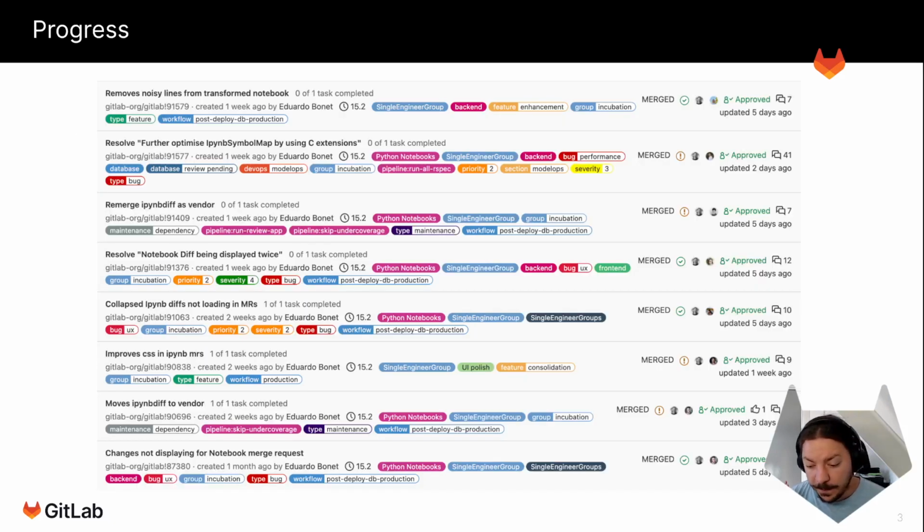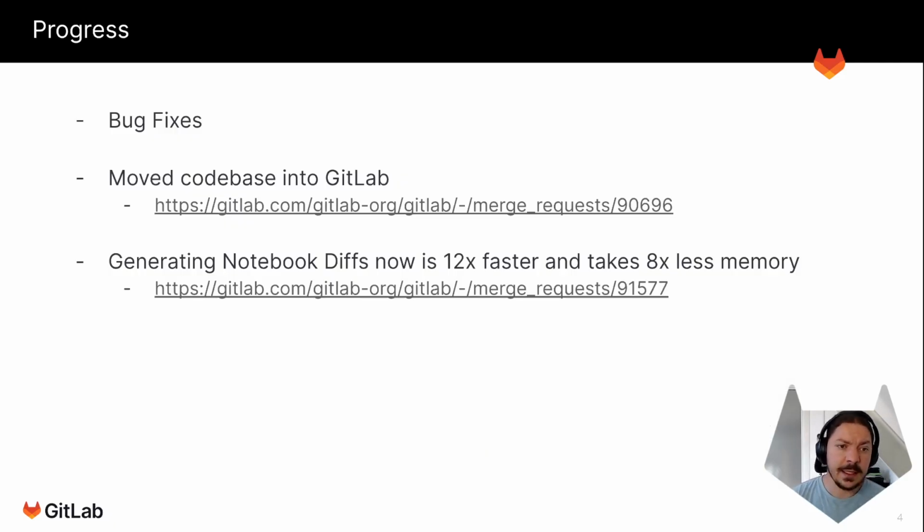Progress right now. For 15.2, we are releasing a total of 8 MRs along the distribution, and most of them are bug fixes, but notably we are moving the entire code base that we had for generating the diffs into the main GitLab code base in a way that it's not forgotten somewhere in some lost repo. Now every change goes through the regular review process. We guarantee the same quality and so on and so forth.